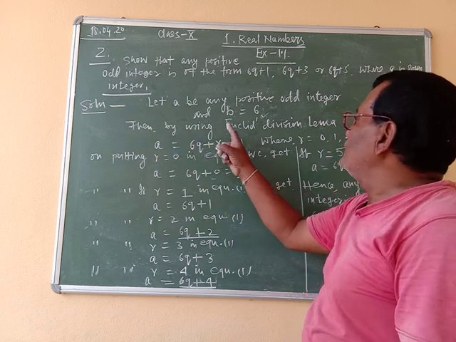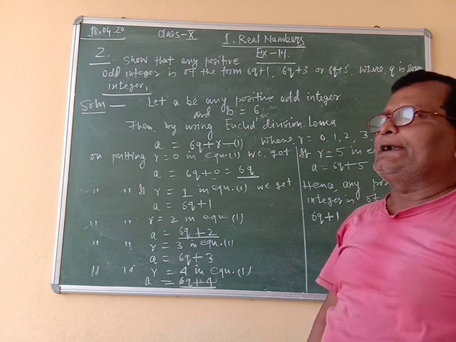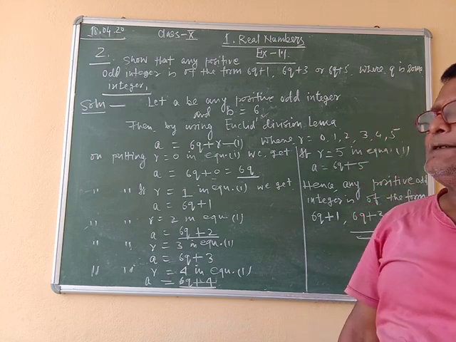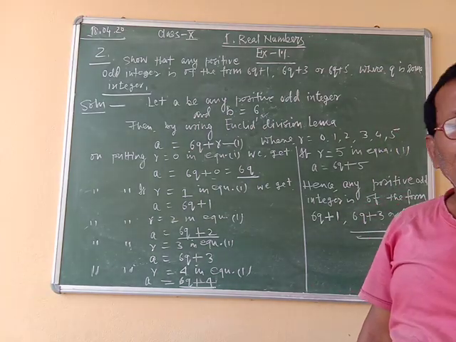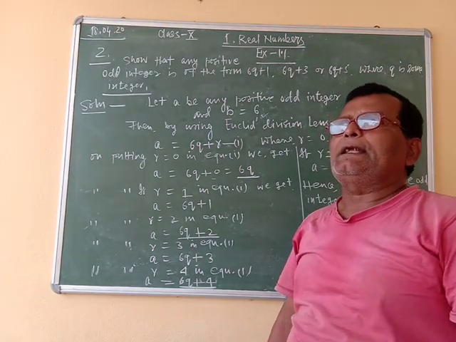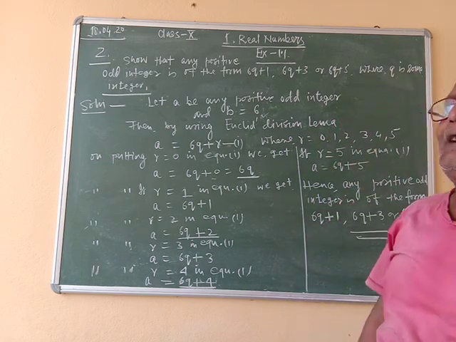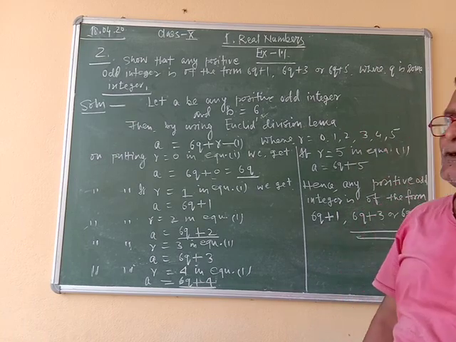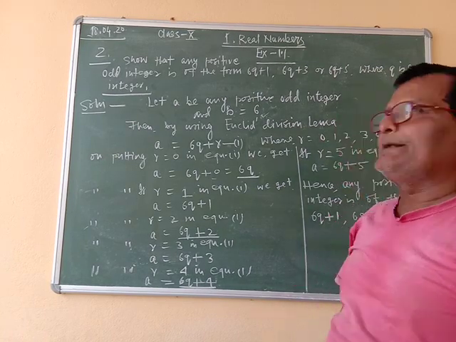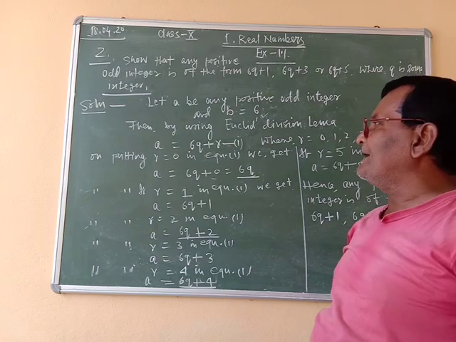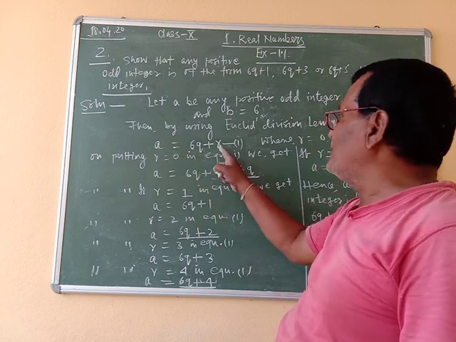Then by using Euclid's division lemma, you know that you have studied. I had also discussed Euclid's division lemma: for any two given integers a and b, where q and r are the quotient and remainder, a is equal to bq plus r. Dividend is equal to divisor into quotient plus r. So by using Euclid's division lemma, a is equal to 6q plus r.